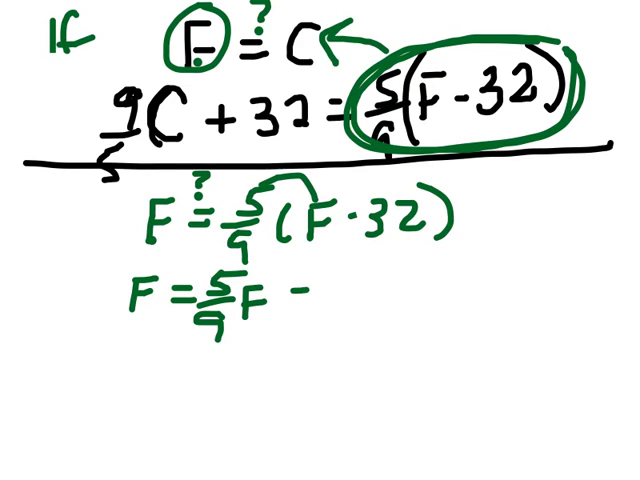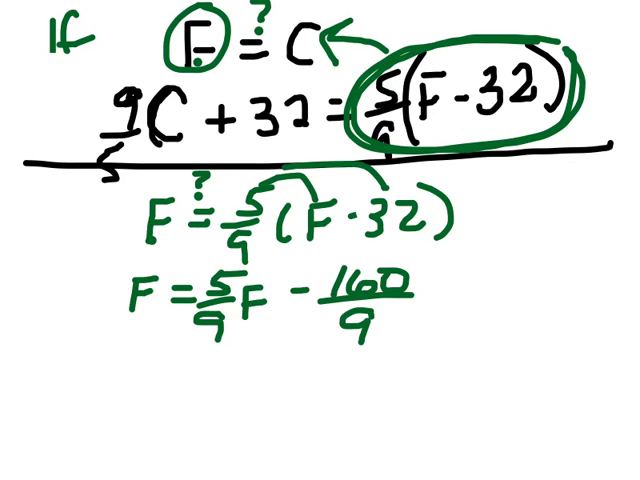minus 5/9 times 32. Somebody's got my calculator, but if y'all want to multiply that out real quick, you can go ahead and give it to me as a decimal, that's fine. 17.7. You know what? Let's see. That would be 160 over 9. Let's just leave it as a fraction, because it'll be easier to solve it if we do. Now that I think about it, I think it would be 160 over 9.